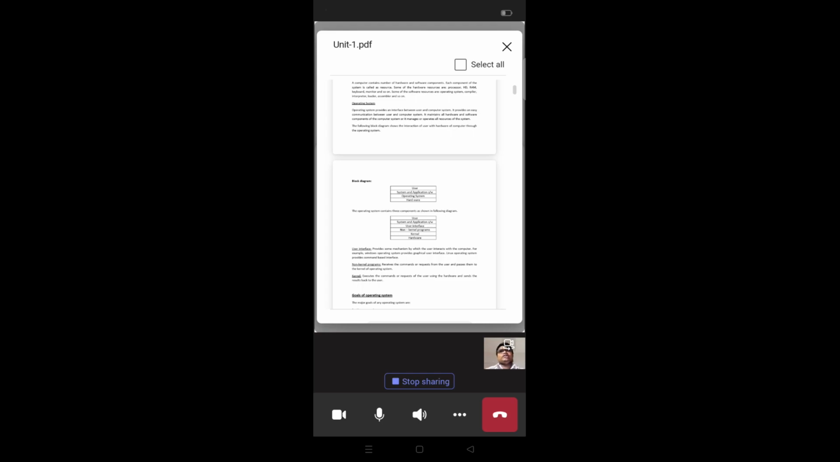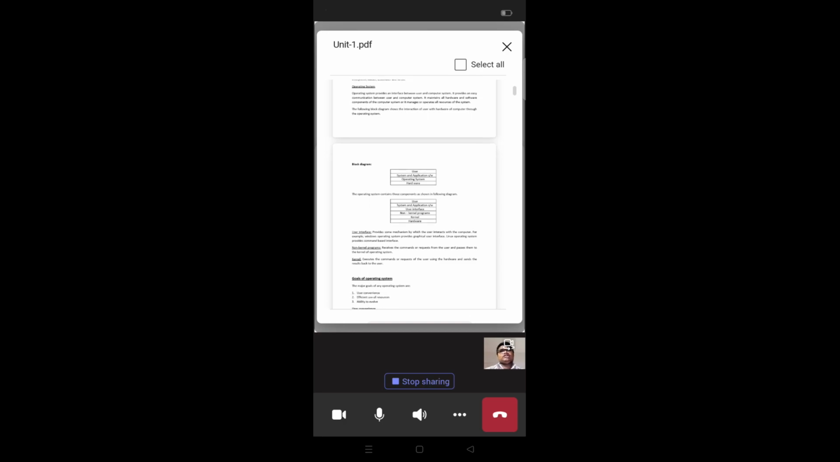Here we can see the block diagram of the operating system. In the first block we have user. Next we have system and application software. Next we have operating system which interacts with the user and sends the commands to the hardware. The operating system contains three components as shown in the following diagram: users, system and application software, and OS.